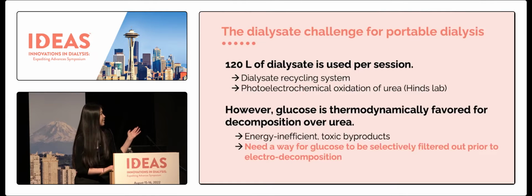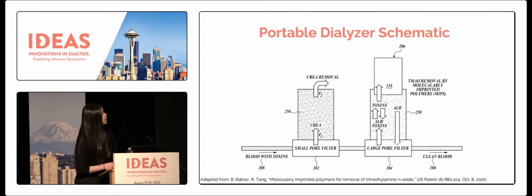The problem again is that glucose is thermodynamically favored for decomposition, and that is energy inefficient and can also generate toxic byproducts. So we really want to find a way to separate out the urea and the glucose so that we can then feed it into this photo-oxidation system. And here is where the membrane would come in.